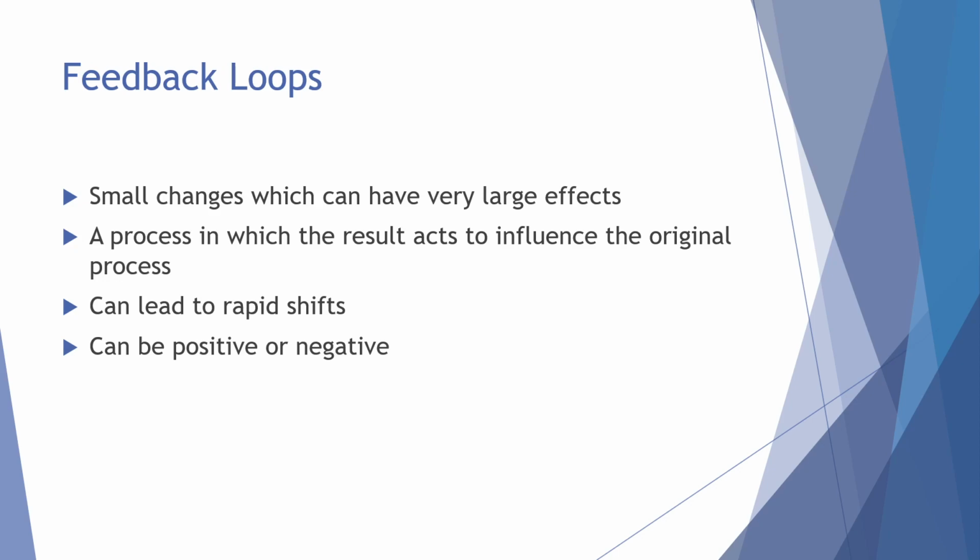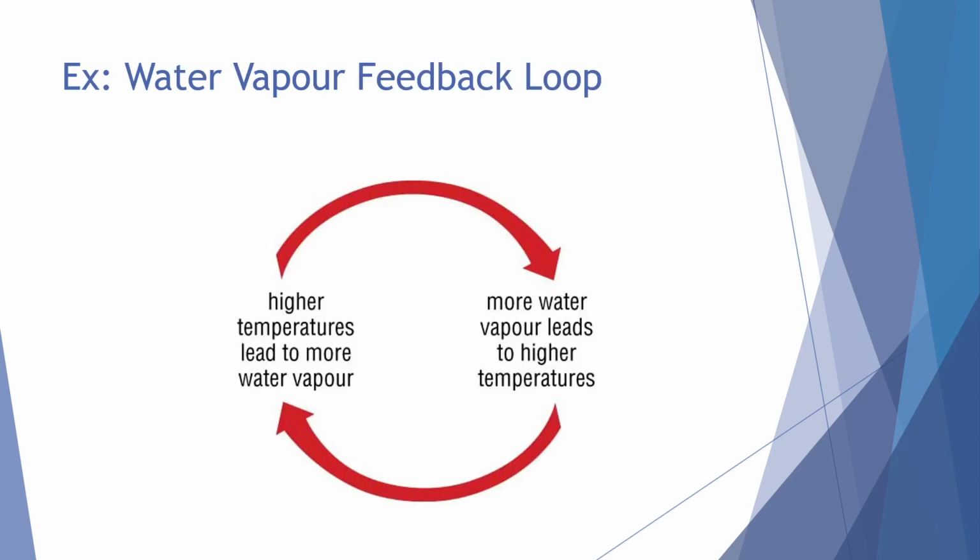These feedback loops can contribute to very rapid shifts in Earth's climate, such as from ice ages to warmer interglacial periods. There are two possible kinds of feedback loops that we'll discuss. We have what's called a positive feedback loop, and we have what's called a negative feedback loop. In a positive feedback loop, the effect increases the original cause, and in a negative feedback loop, it decreases the original cause. So here's an example of the water vapor feedback loop.